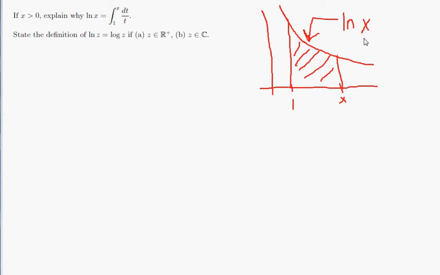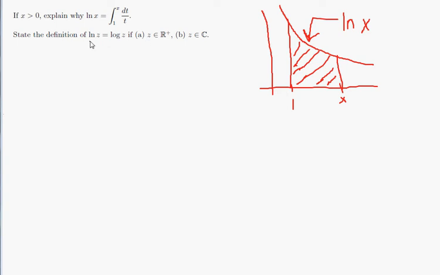Now it's somewhat surprising that this is equivalent to the usual definition that you think about, which is that natural log x is the inverse function of e to the x. But typically we take the area that you see here to be the definition of natural log x, and then we derive the properties of e to the x from this definition. So that's actually part A, the first part of the next problem.